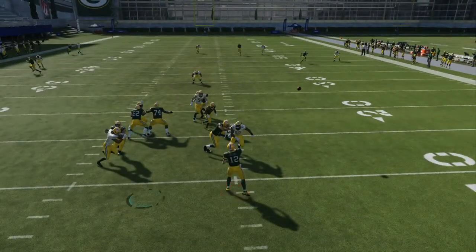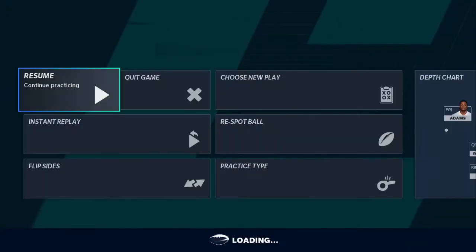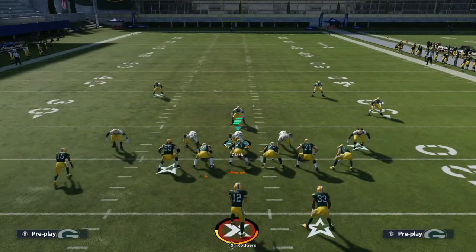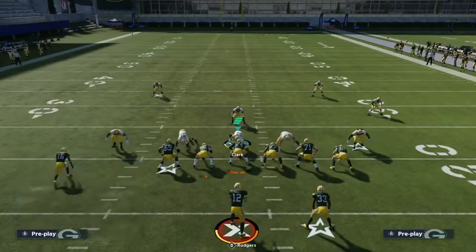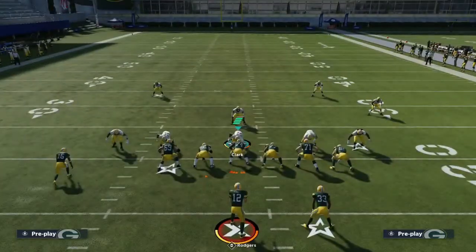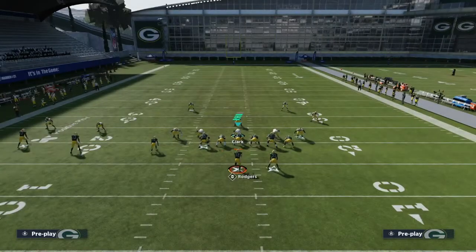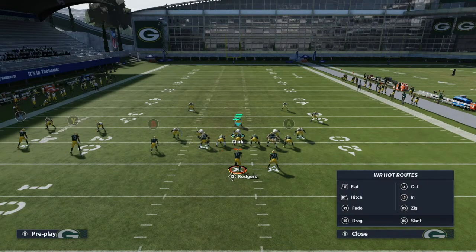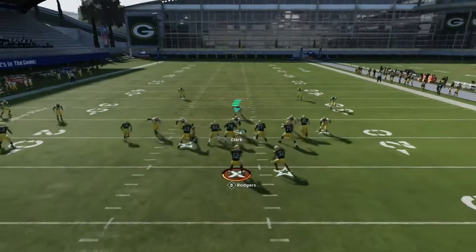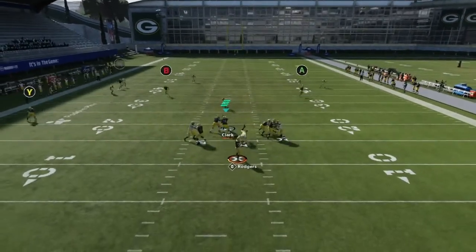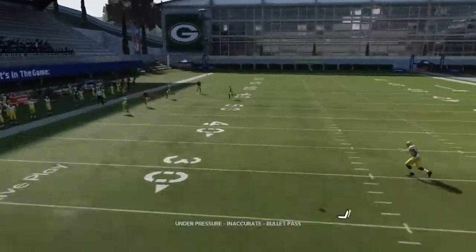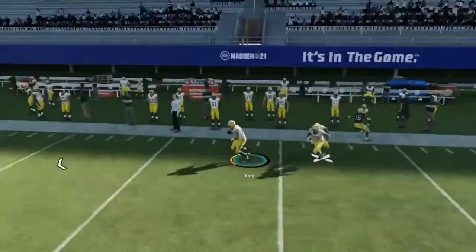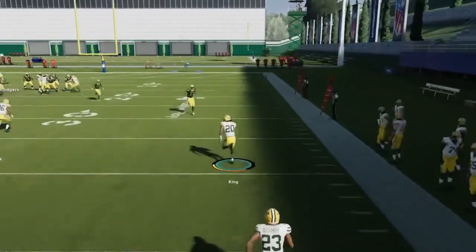And again, it's going to be really effective for us against, say, a corner route as well. So say someone's killing you with corner routes. Again, same thing. It's going to meet him at the 45. Again, it's going to make this a really tough window to complete that pass.